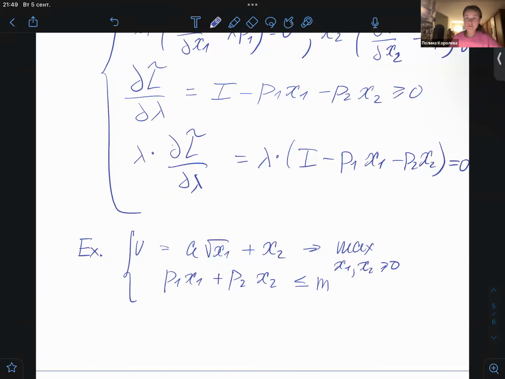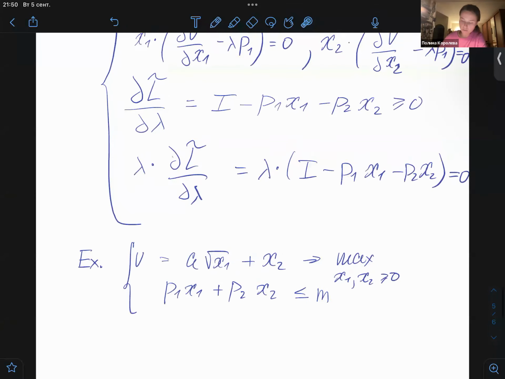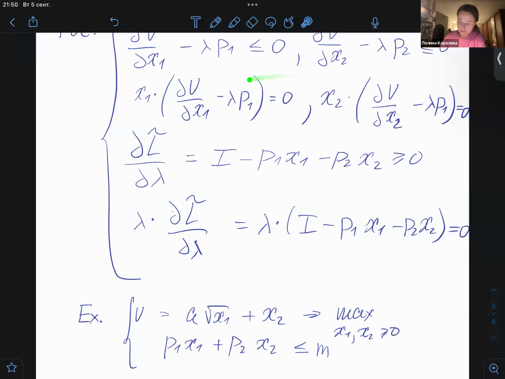So let us write down the Lagrangian for Kuhn-Tucker. We will not write down the Lagrangian with 3 boundaries. We will write it only with the budget constraint, and these 2 non-negative constraints we will put into our solution by these multiplications here. So let's do it.